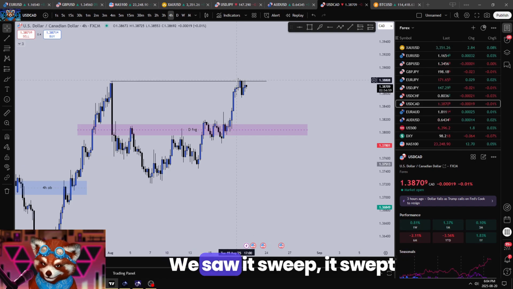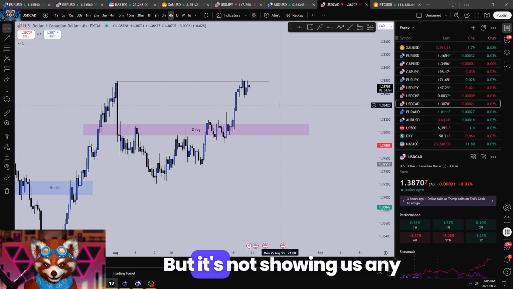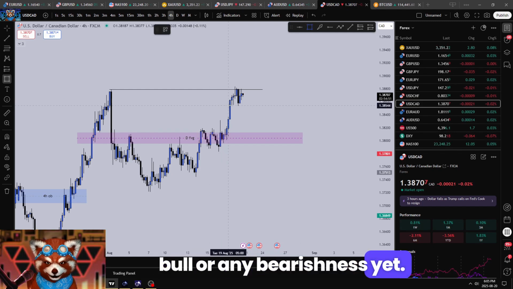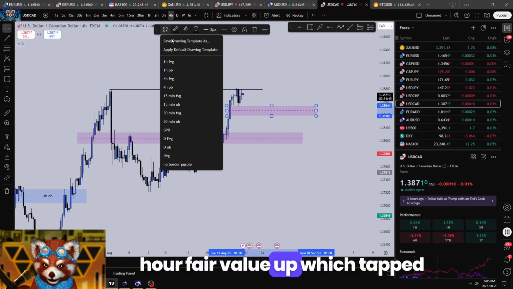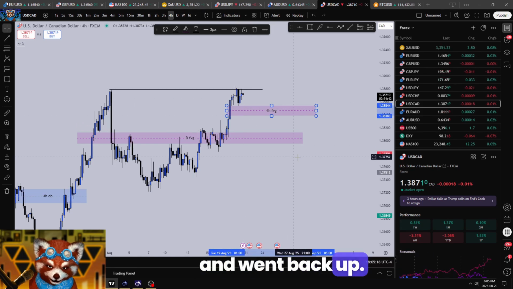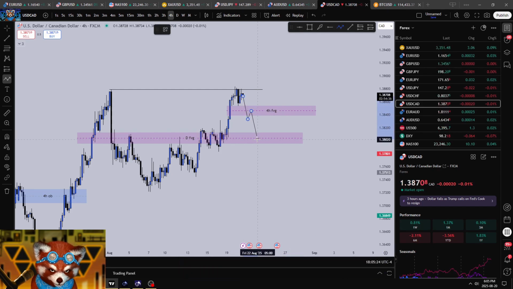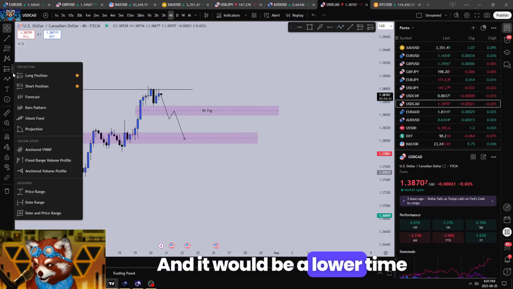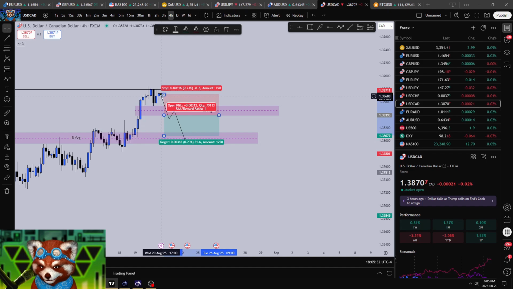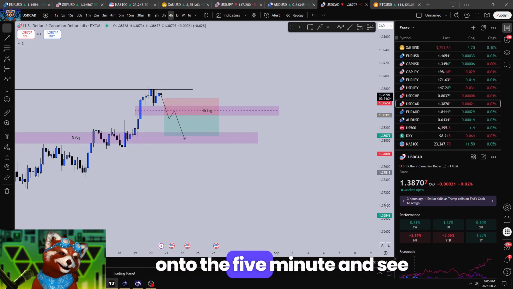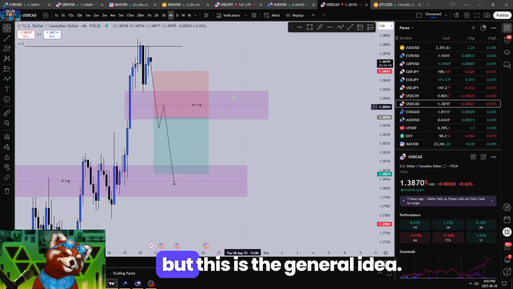USD CAD. We saw it sweep. And it's very possible it can go down now. But it's not showing us any bearishness yet. And what do we have? We have this little roadblock. We have this 4-hour fair value gap, which tapped and it went back up. So I would want to see price break through it and do something like that. And it would be a lower time frame scalp. So it wouldn't be something like this. I'd break it down onto the 5 minute and see what the 5 minute is giving me. It's for a tighter stop loss because this is a pretty big range. But this is the general idea.